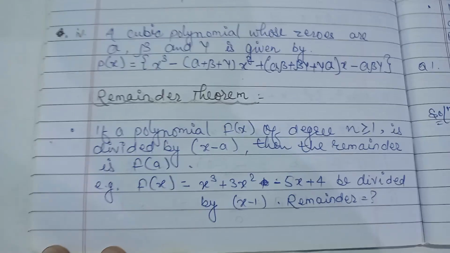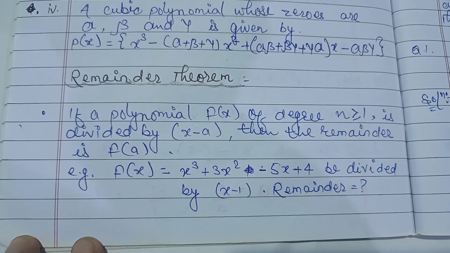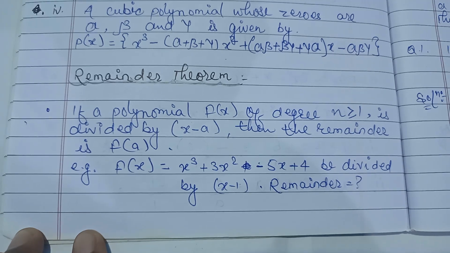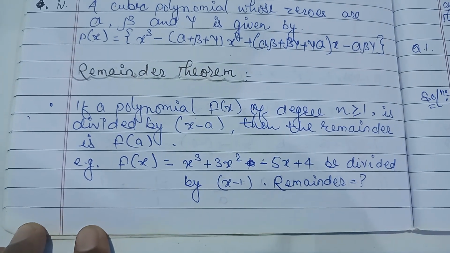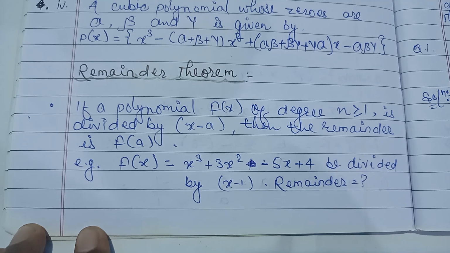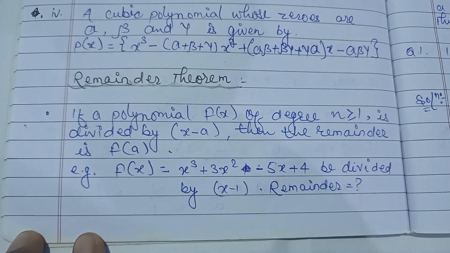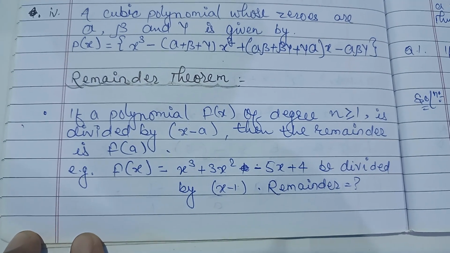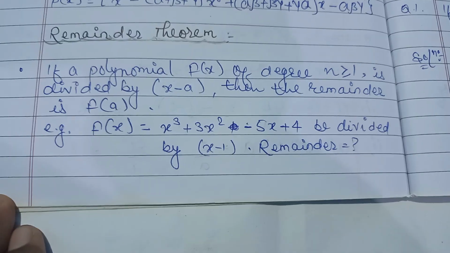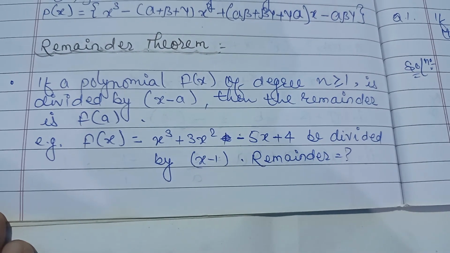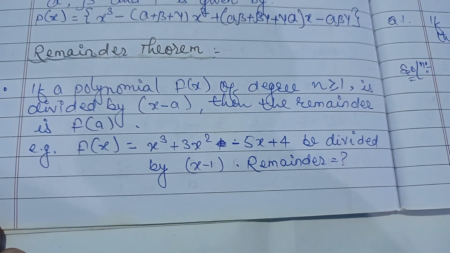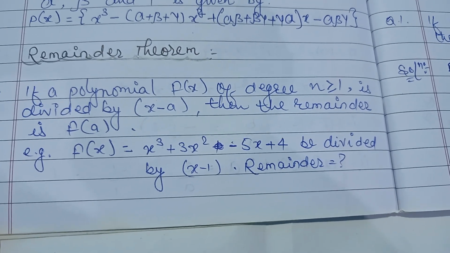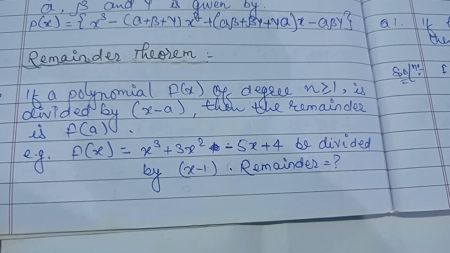The next important thing is the remainder theorem. If a polynomial p(x) of degree n greater than or equal to 1 is divided by x − a, then the remainder is p(a). For example, let p(x) = x³ + 3x² − 5x + 4 be divided by x − 1. Then what is the remainder?